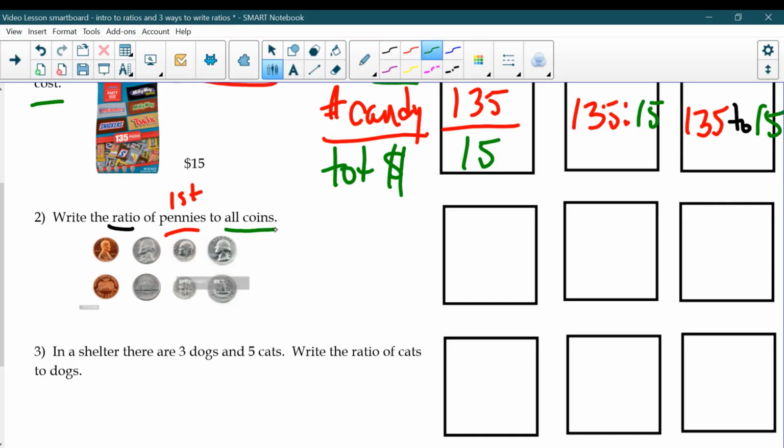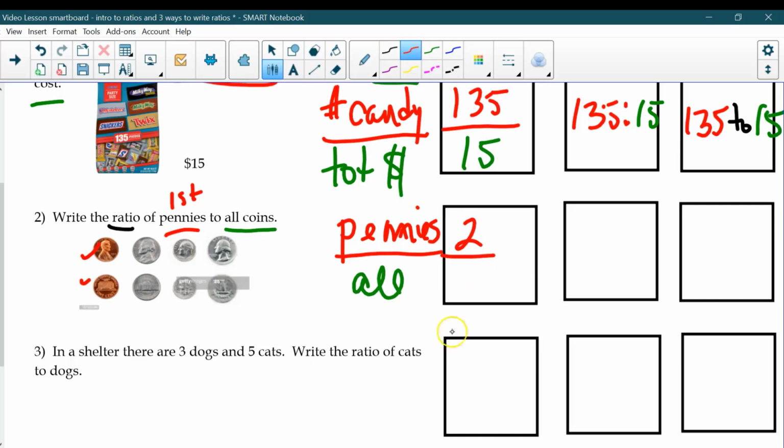Okay, so we're going to say number of pennies to all coins. So how many pennies are there? 1, 2. 2 pennies. And how many total coins are there? Does that include the pennies? Yes, it does. It wants the total number of coins. So how many coins are there? We have 2, 4, 6, 8.